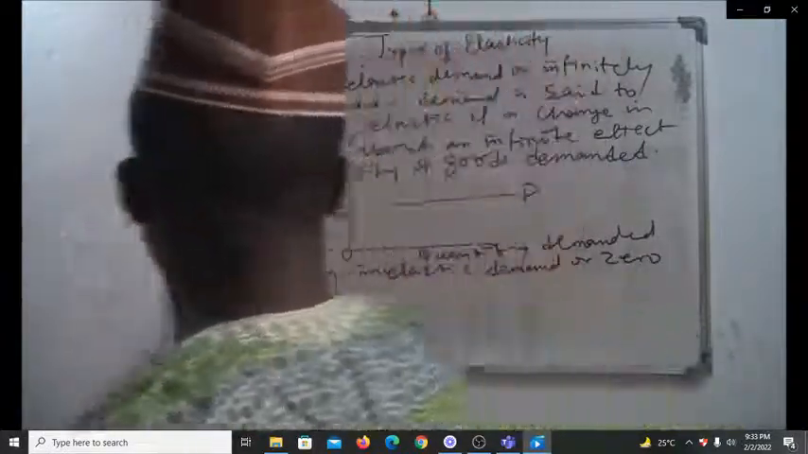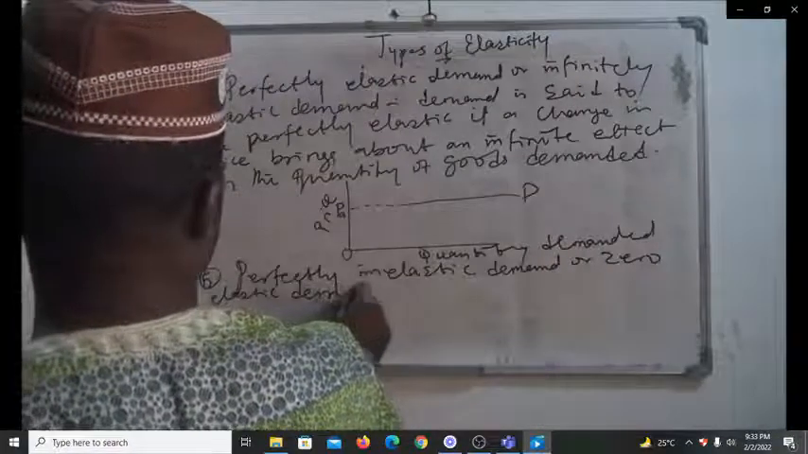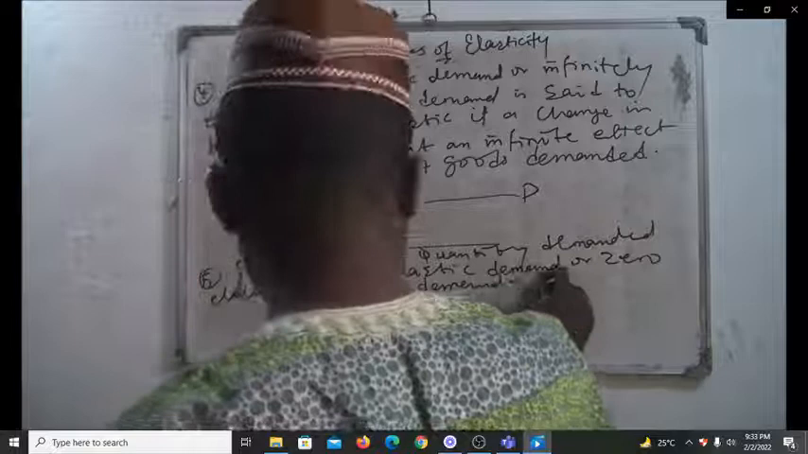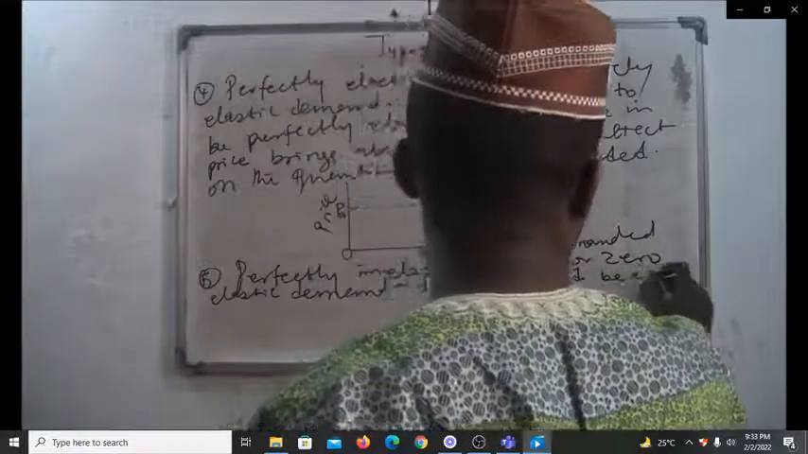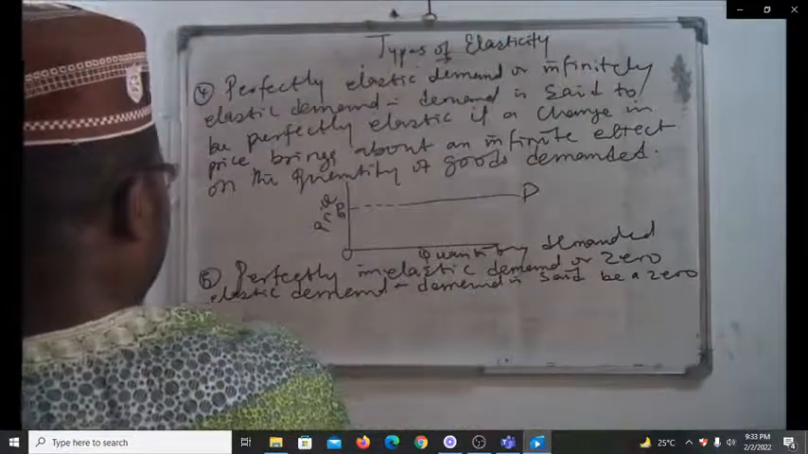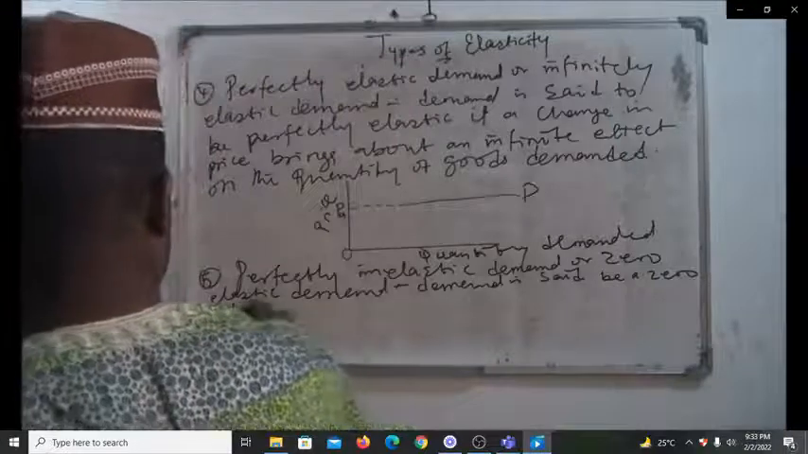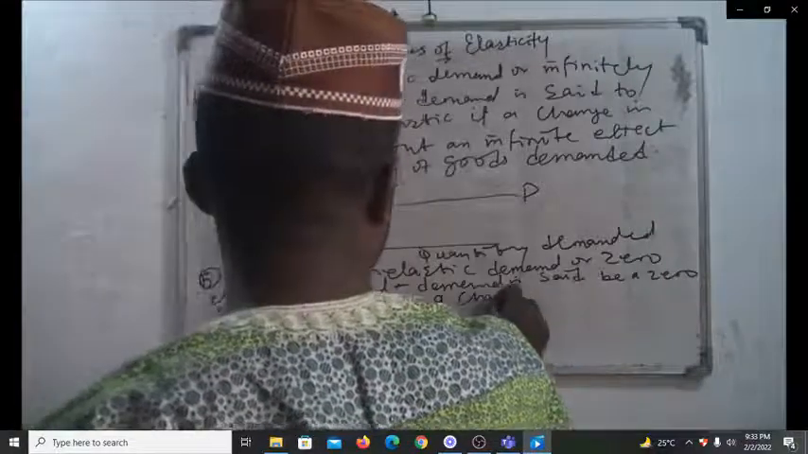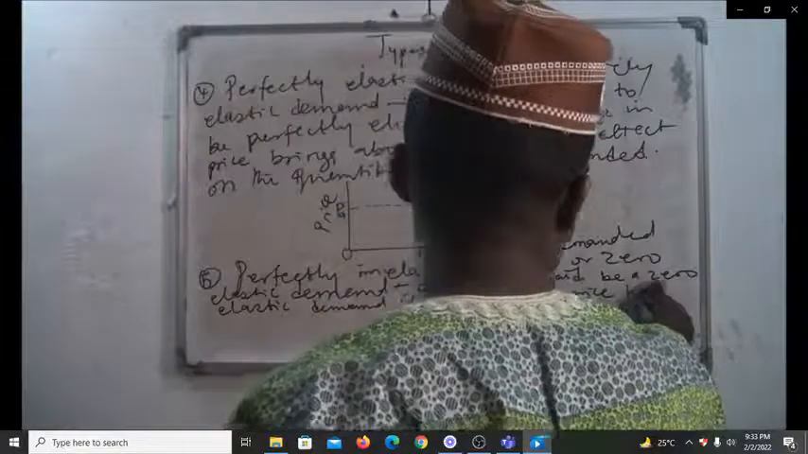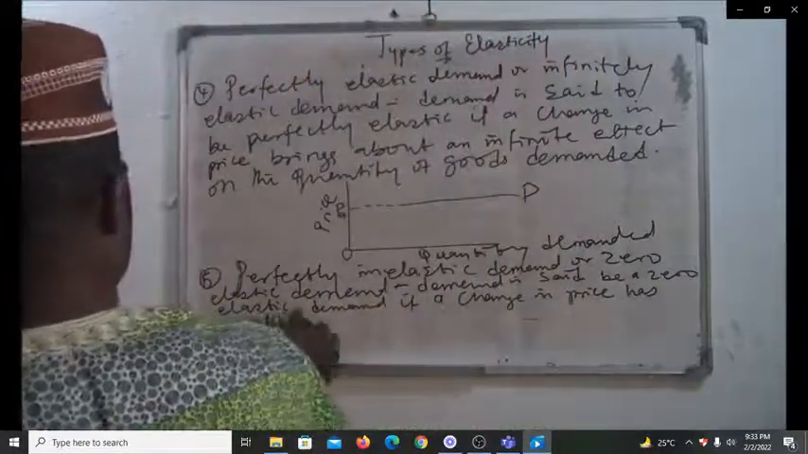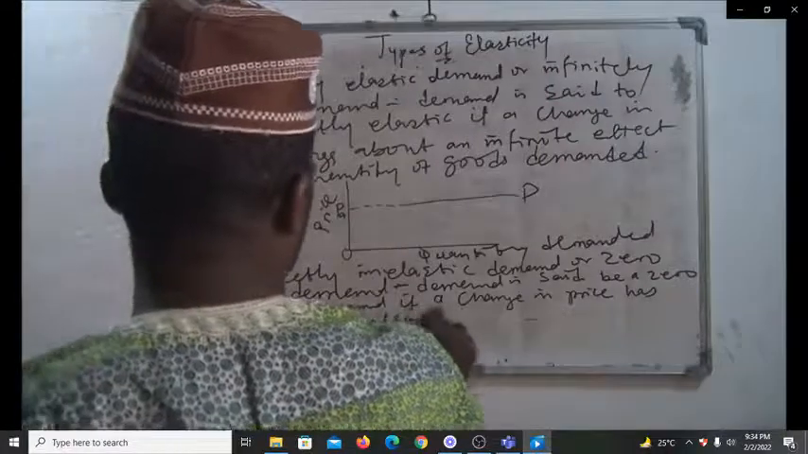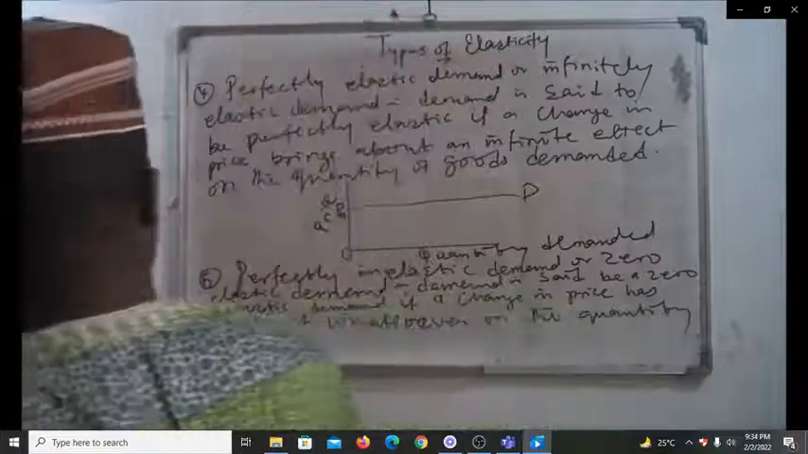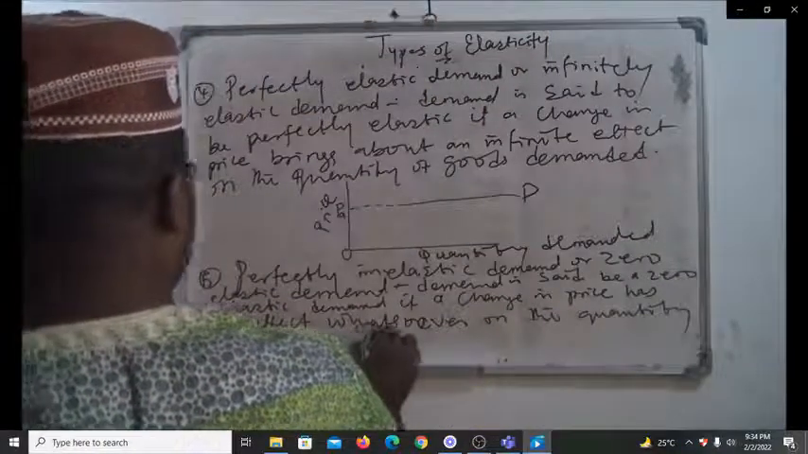Or another name for it is zero elastic demand. And a demand is said to be zero elastic or perfectly inelastic, or zero elastic what? Demand, if a change in price has no effect whatsoever on the quantity of goods demanded.